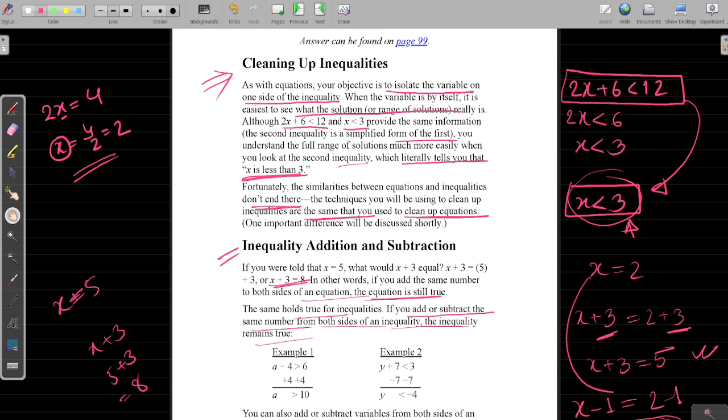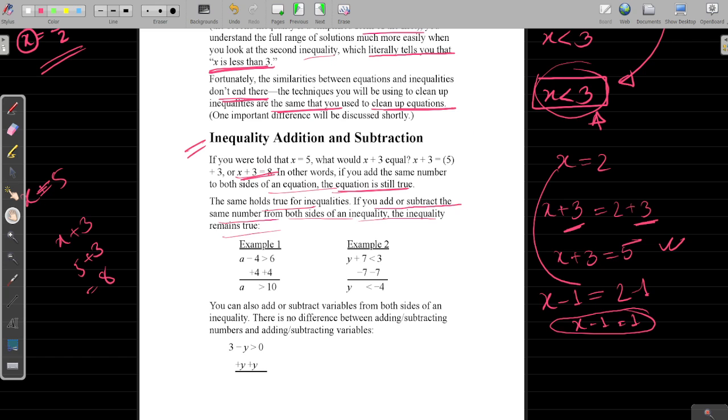Now the next one, they have given an example. Look at this. a minus 4 is greater than 6. They have added plus 4 on both sides. That's why this plus 4 and minus 4 will cancel. a will remain here and 6 plus 4 will be 10. That's why it is right. Similarly, y plus 7 less than 3. If you subtract 7 from both sides, then this one will be y and this one will be minus 4.